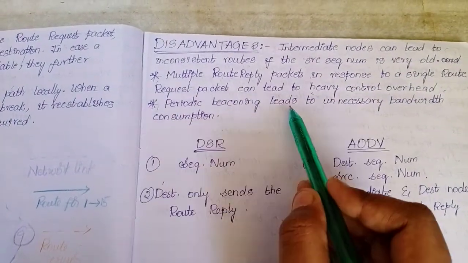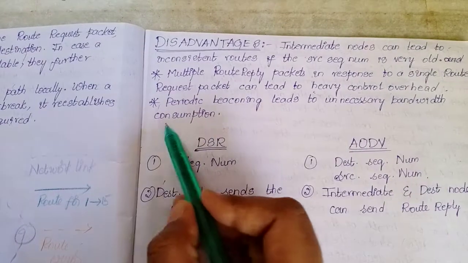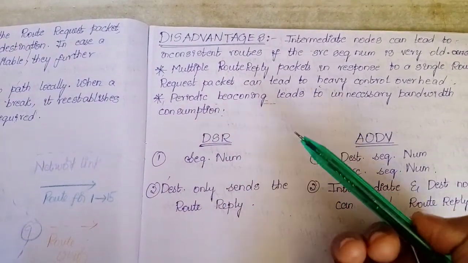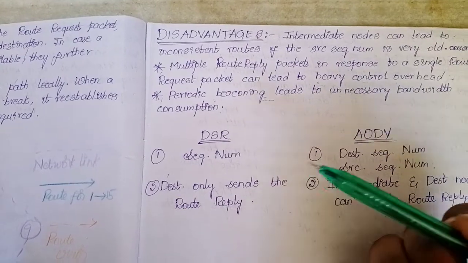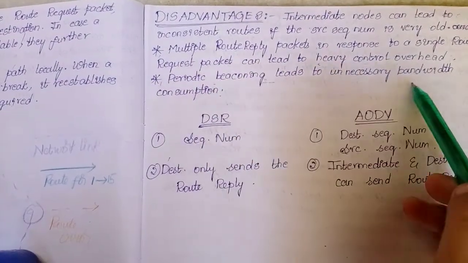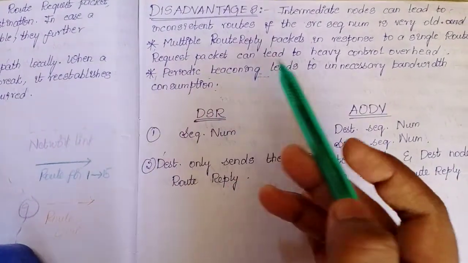Periodic beaconing leads to unnecessary bandwidth consumption. Beaconing means hello packet. We say hello to someone in order to make them recognize us, right? So, periodic beaconing leads to unnecessary bandwidth consumption.